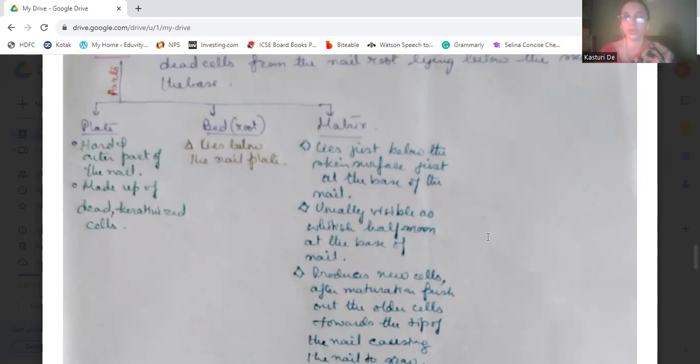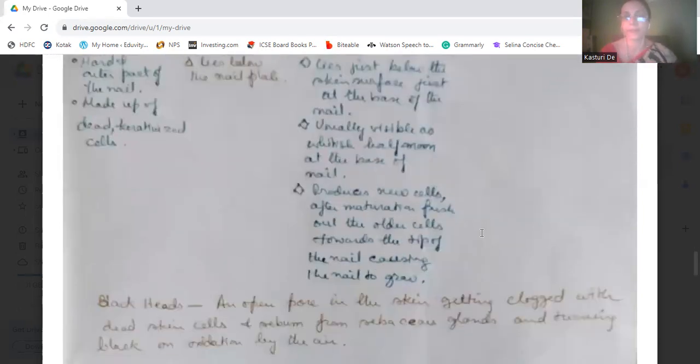Now, the bed or root lies below the nail plate. And the matrix lies just below the skin surface, just at the base of the nail. Usually that is visible in the form of a white moon-like structure. At the base of the nail, you can see a white half moon-like structure. That is the matrix. And it produces new cells after maturation. They push the older cells up towards the tip of the nail, causing the nail to grow.